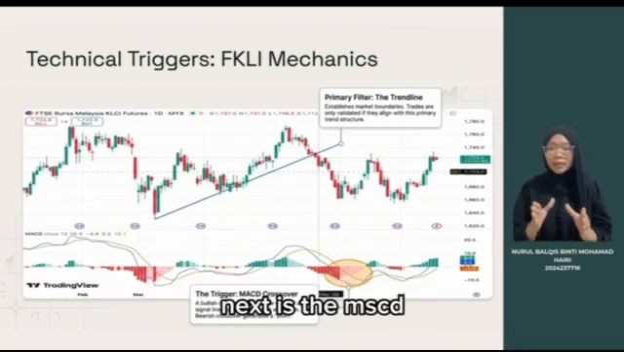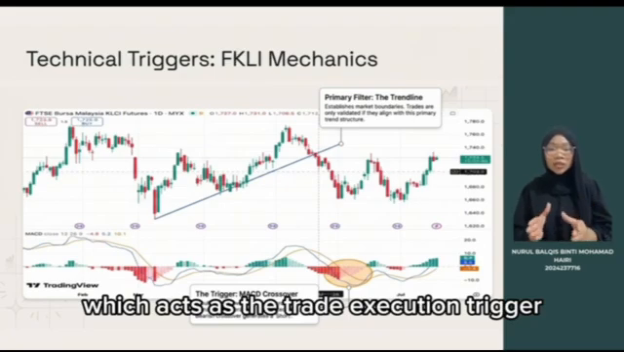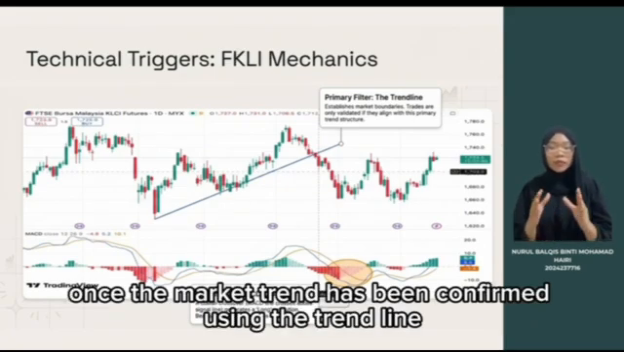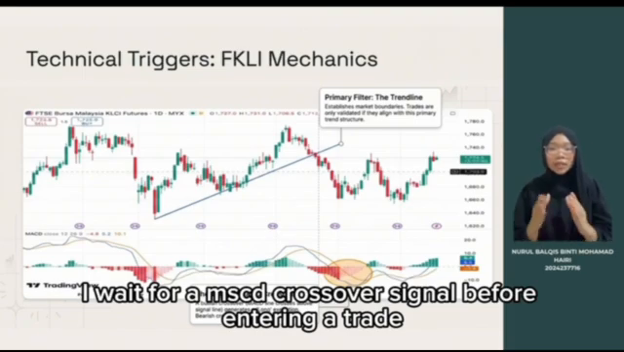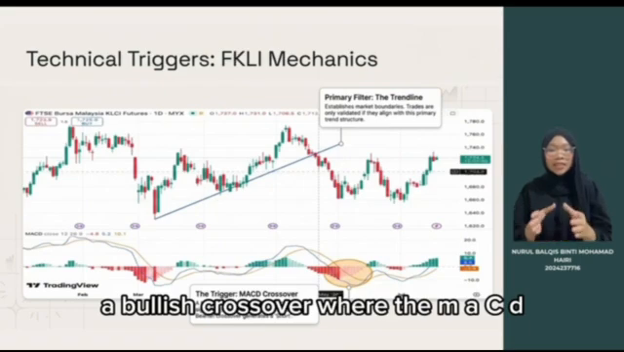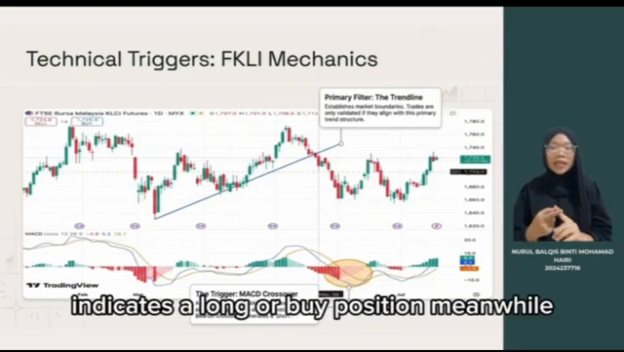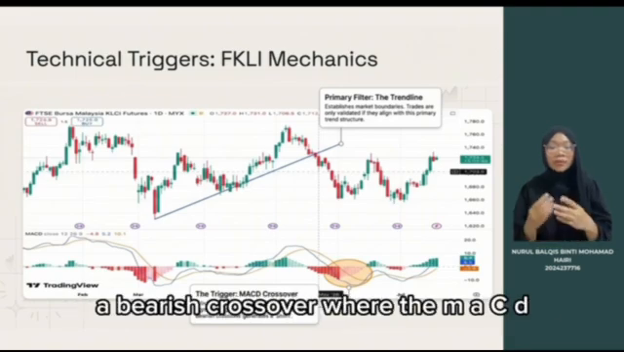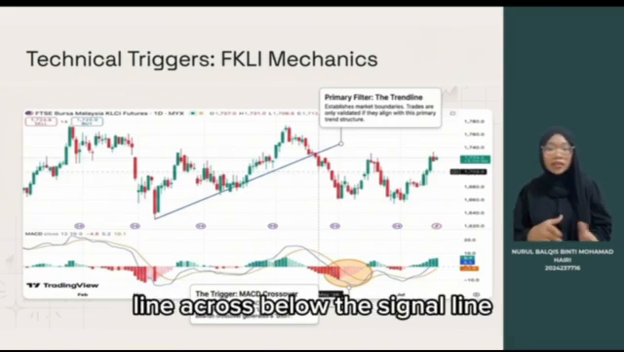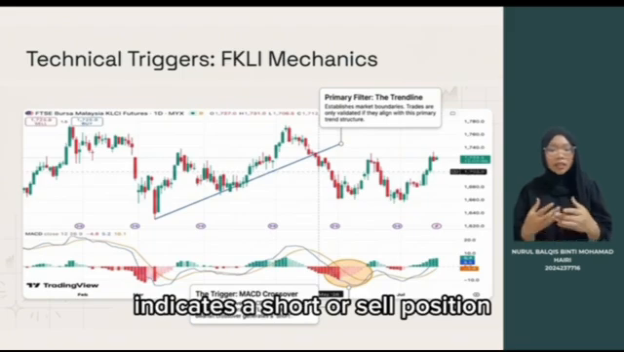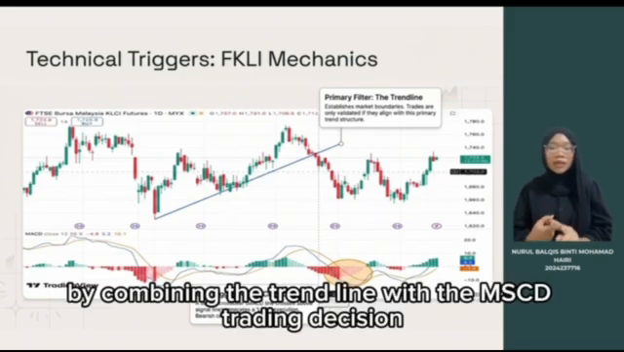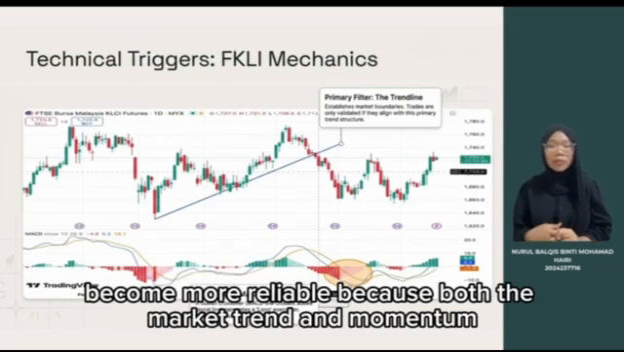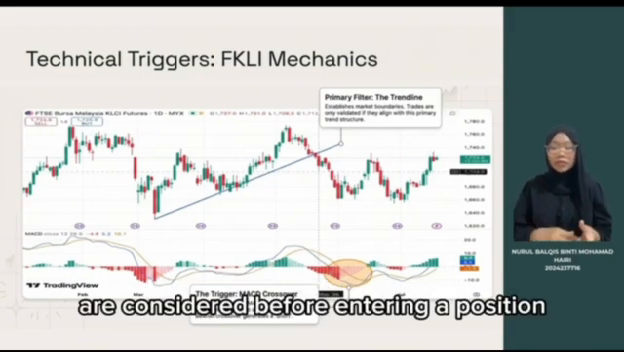Next is the MACD, which acts as the trade execution trigger. Once the market trend has been confirmed using the trend line, I wait for a MACD crossover signal before entering a trade. A bullish crossover, where the MACD line crosses above the signal line, indicates a long or buy position. Meanwhile, a bearish crossover, where the MACD line crosses below the signal line, indicates a short or sell position. By combining the trend line with the MACD, trading decisions become more reliable because both the market strength and momentum are considered before entering a position.